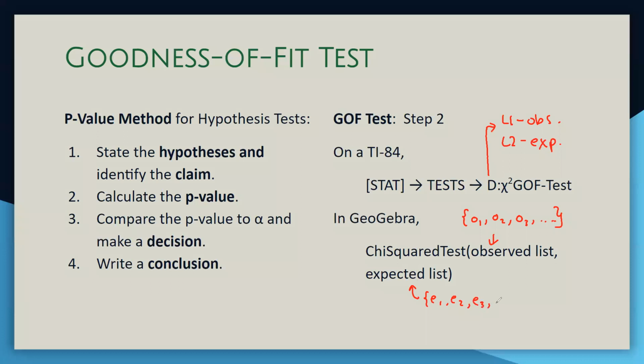What I typically do when I do this is I enter the lists separately first and I give them a name. Oftentimes I'll just call them list 1 and list 2 because that's what the TI-84 does, and that's what's in my head, but you can name them anything. And then when you go to call that chi-squared test function, it's just L1 comma L2, which is nice and easy.